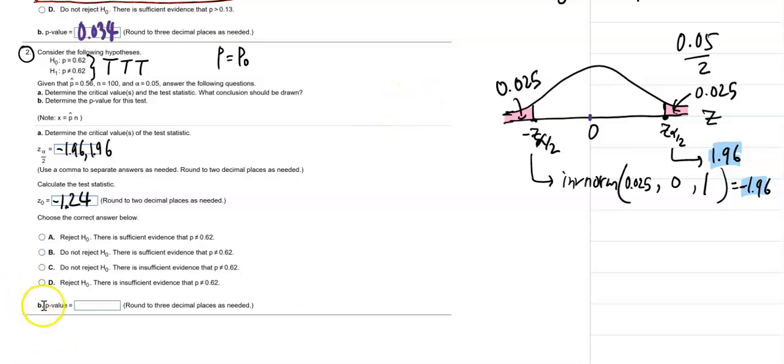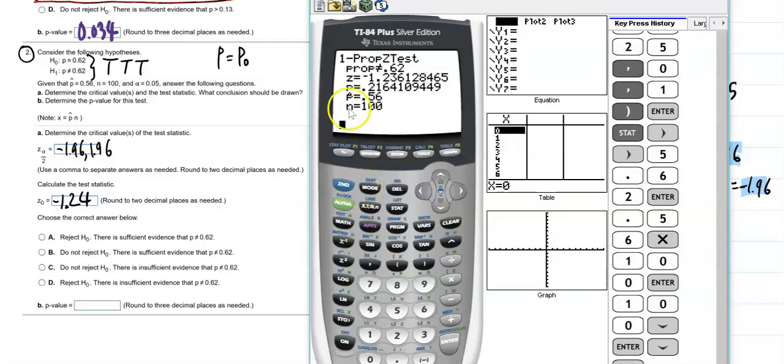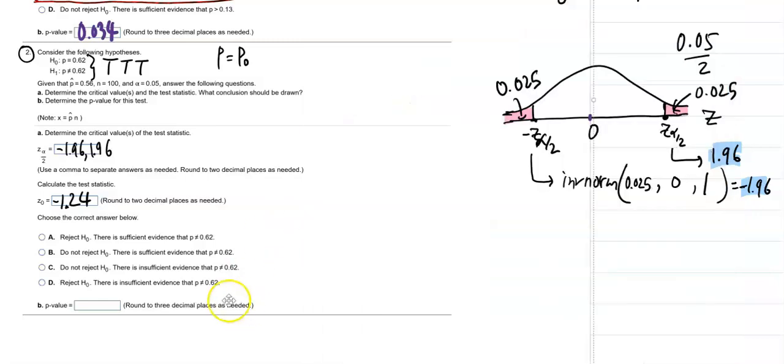At the same time, I can find the p-value also for part B. And again, this is the p-value. We just say p here in the calculator. 0.216 rounded to 3 decimal places is going to be 0.216. So I found all the critical values, test statistic and p-value.